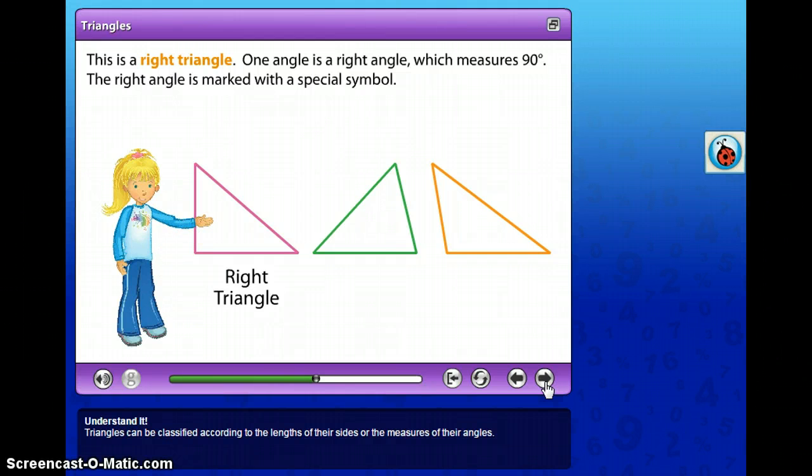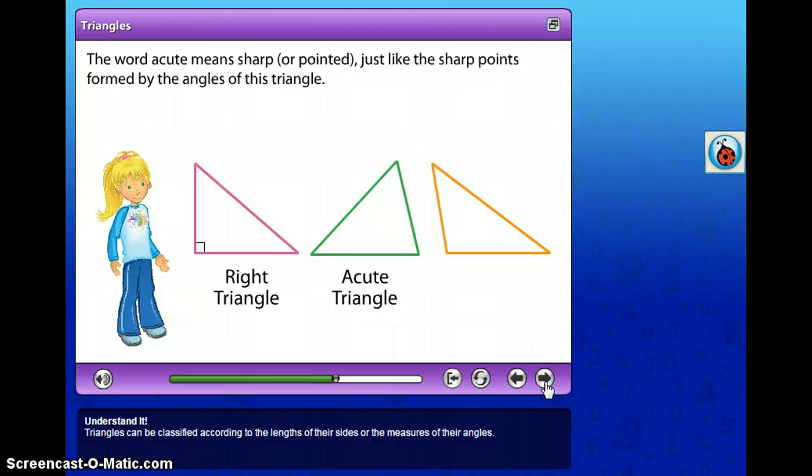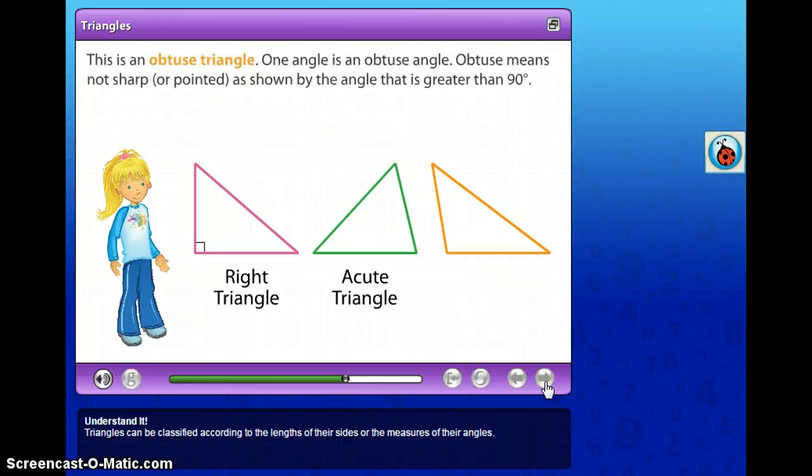This is a right triangle. One angle is a right angle, which measures 90 degrees. The right angle is marked with a special symbol. This is an acute triangle. All 3 angles are acute angles, which are angles under 90 degrees. The word acute means sharp or pointed, just like the sharp points formed by the angles of this triangle.